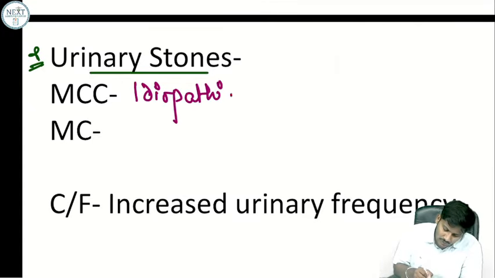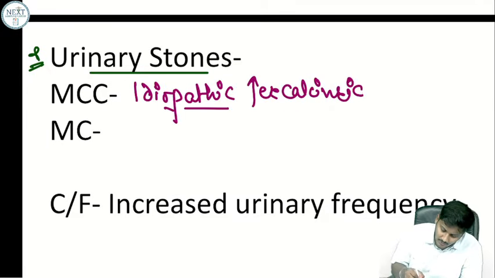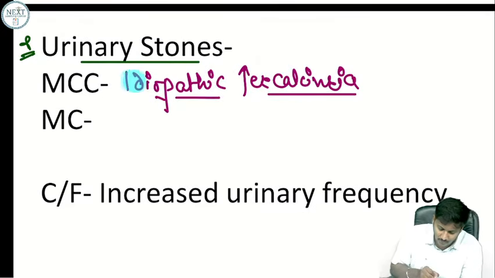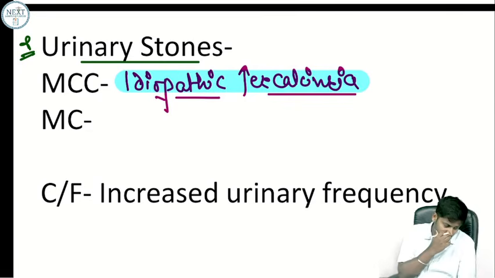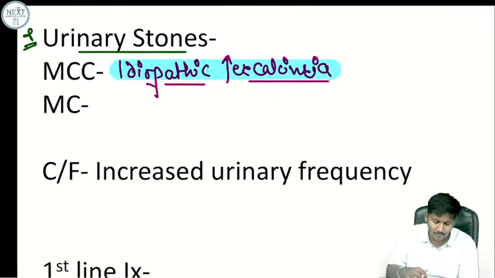So we don't know exactly what the cause is, but in the majority of cases, if there is hypercalciuria, beta, whenever more calcium is excreted out in urine, in those conditions there is a high chance of urinary stones being formed. So idiopathic hypercalciuria, which we have discussed, beta, is the most common cause of urinary stones.